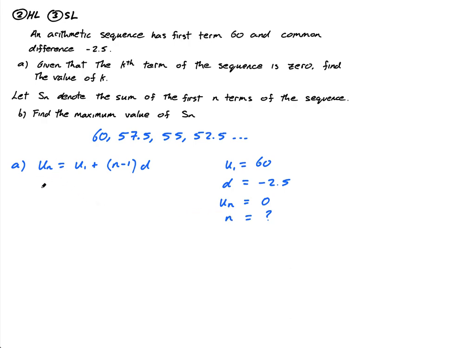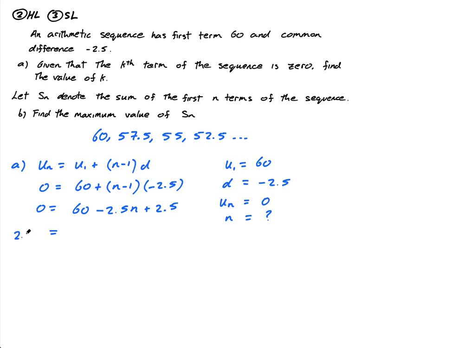So I can say 0 is equal to, because u of n is 0, u1, 60, plus (n minus 1) times d, which is negative 2.5. Find n. That's it. So now I just have an equation, one variable. This should not be difficult. 0 equals 60, multiply this out, minus 2.5n plus 2.5, because it's negative 1 times negative 2.5. I'm going to add this to this side.